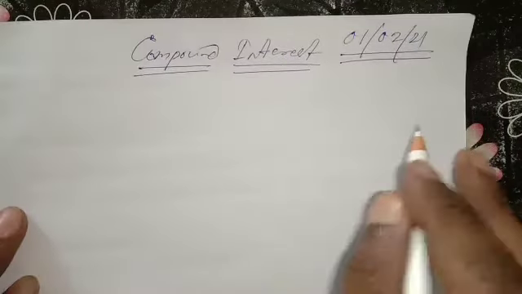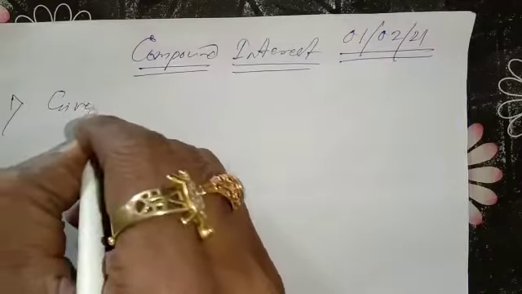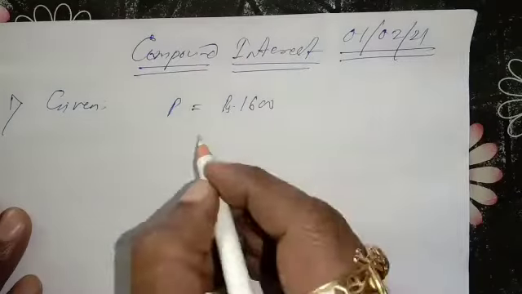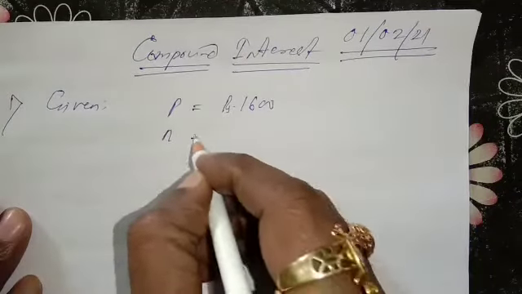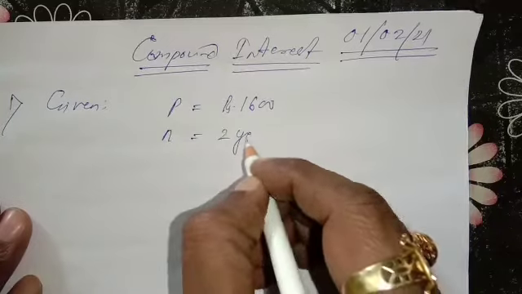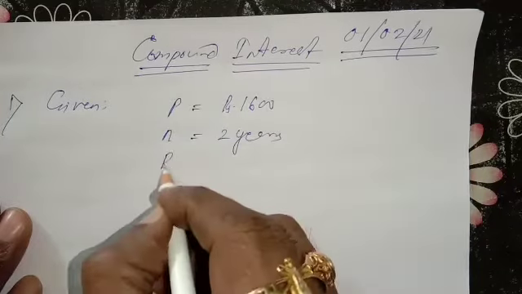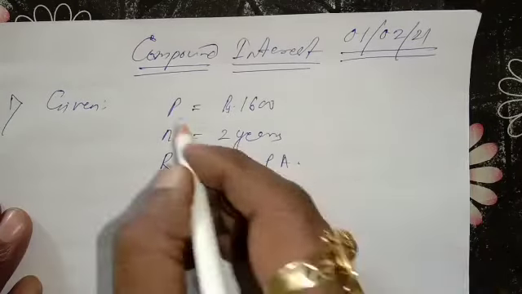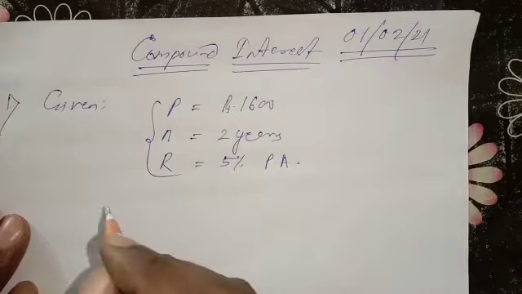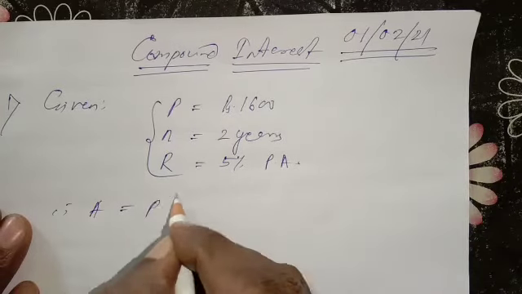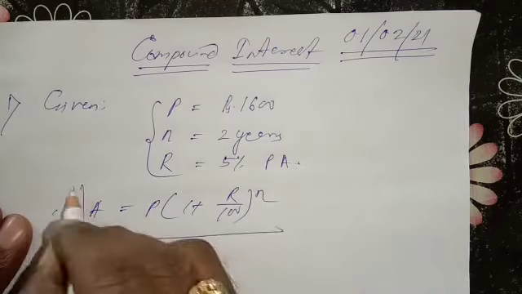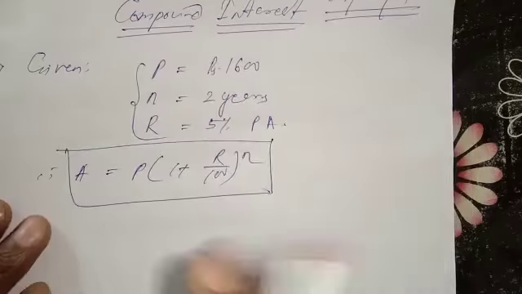The first one, what are the things given here? Question number 1. It is given that principal is rupees 1600, time given means n is equal to number of years, that is 2 years. Rate given r, that is 5% per annum compounded annually. Therefore, amount A is equal to P (1 plus R by 100) whole to the power n. You have to apply this formula as it is given compounded annually.